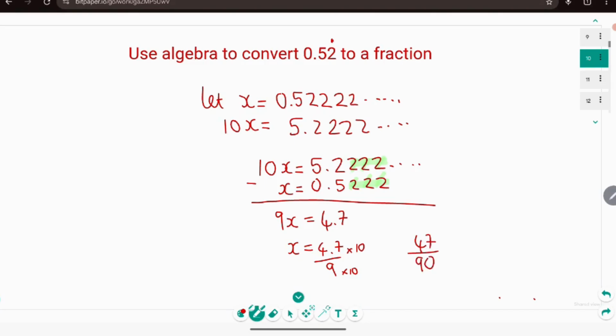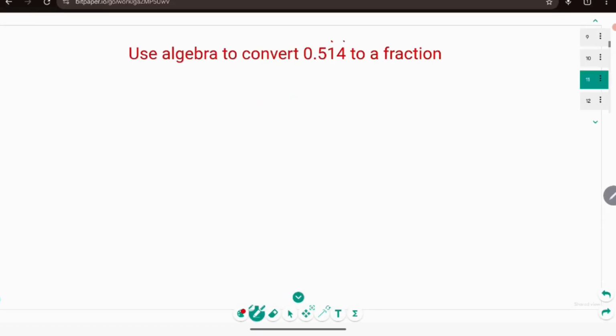Let's check to see if it simplifies on the calculator. No, it doesn't. But if I format to a decimal, I can see it is 0.5222 recurring. It's good to get into the habit of checking that you're correct with these. Right, one more to go through. So let x equal 0.514 recurring this time because the dot is above the 1 and the 4. It's a double digit recurring decimal, so we're going to times it by 100.